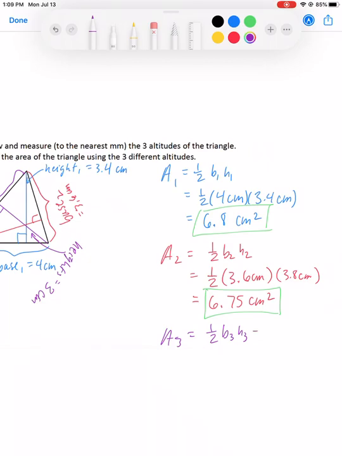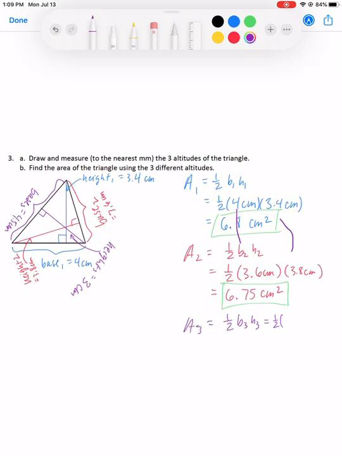Okay, so we just need to continue on here. We have 1/2 base 3 was 4.5 centimeters. Height 3 was 3 centimeters. And then when we're done, we get 6.84 centimeters squared. Okay, so there's that last one. All right, so that's how you do number 3. The area three different ways. And we got about the same answer, so looks like it's good.